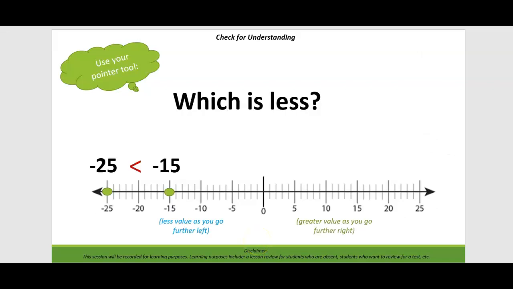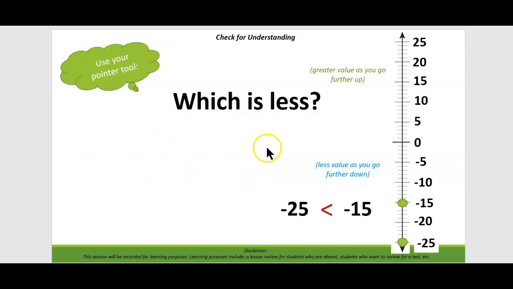So here it is. You knew it all along, didn't you? This is greater. -15 is greater than -25. -25 is less than -15. Oops, didn't want to move you there. Get back over there. There, that's better. Good symbol. And of course, when you take it up and down, it's a lot easier to tell that -25 is a lot lower than -15. -15 is higher. It's greater than -25.